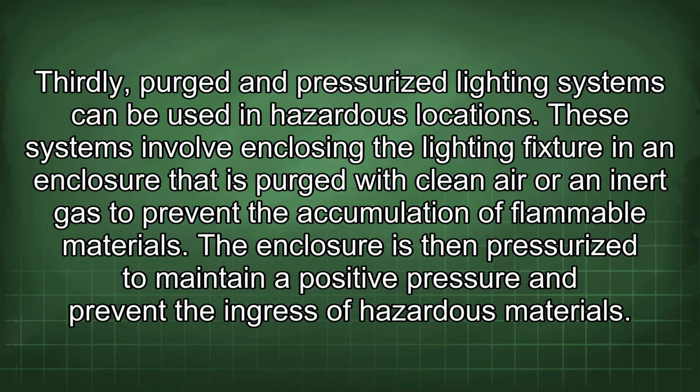Thirdly, purged and pressurized lighting systems can be used in hazardous locations. These systems involve enclosing the lighting fixture in an enclosure that is purged with clean air or an inert gas to prevent the accumulation of flammable materials. The enclosure is then pressurized to maintain a positive pressure and prevent the ingress of hazardous materials.